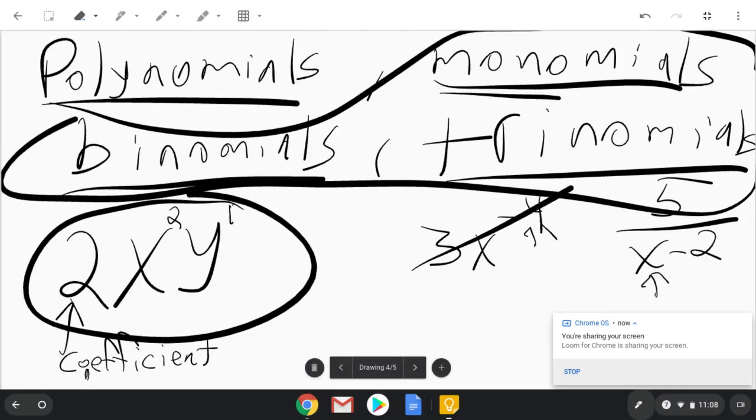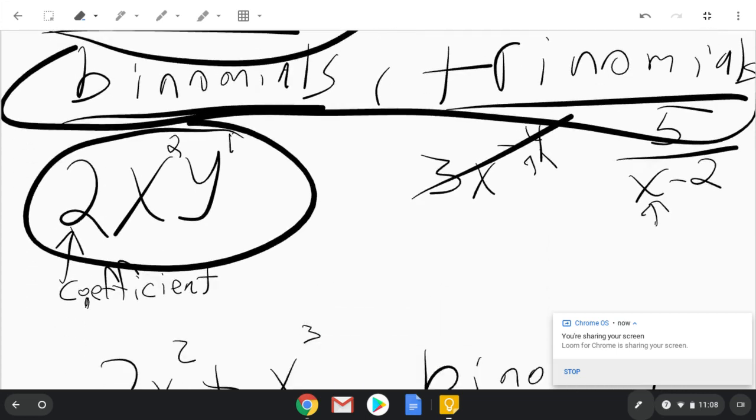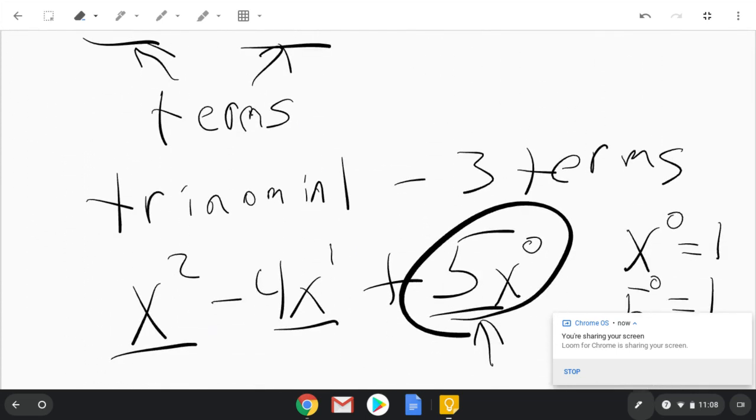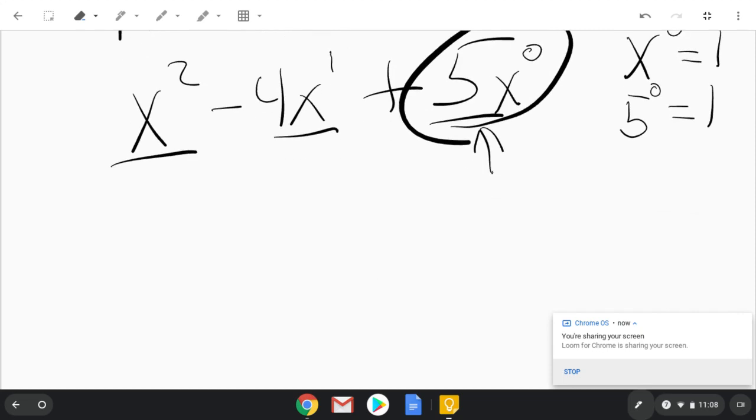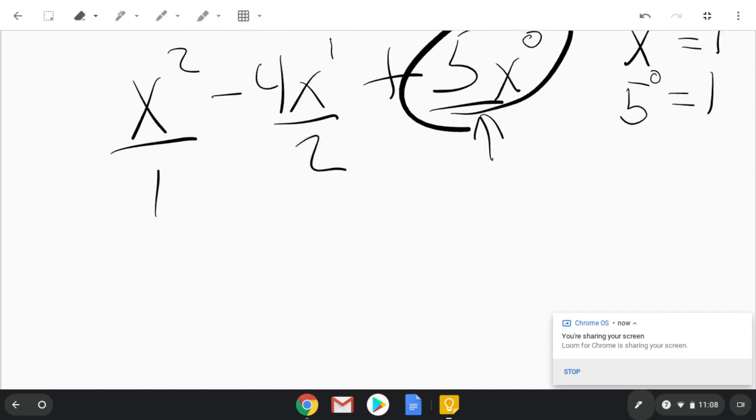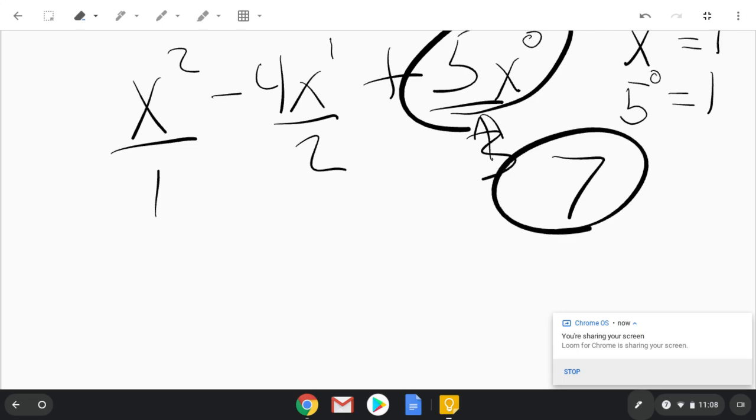Okay, so last time we looked at polynomials, monomials, binomials, and trinomials. This is a way of talking about a polynomial according to how many terms it has. We said a binomial had 2 terms, a trinomial had 3 terms, and we even talked about just numbers by themselves. These are considered polynomials, or monomials if you want to think of them that way. So what we're going to talk about next is the degree of a polynomial.